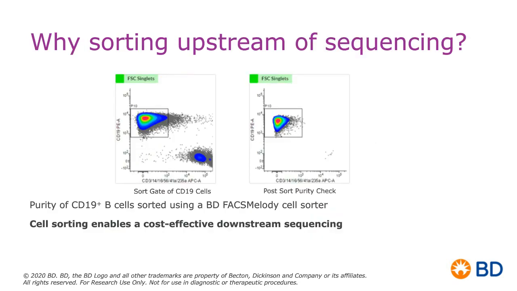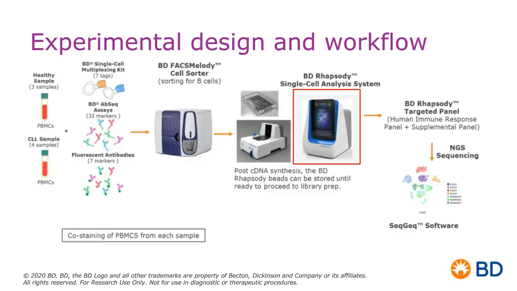So as I mentioned, this upstream sorting really allows us to purify the B cells that we are interested in for downstream analysis. The BD Rhapsody single cell analysis system, the type of information that we can get out of that. As we think about our workflow, we really want to focus and drill in on what we can get from the protein analysis as well as our mRNA, and allow us to do this in a very simple and straightforward experimental design and workflow.